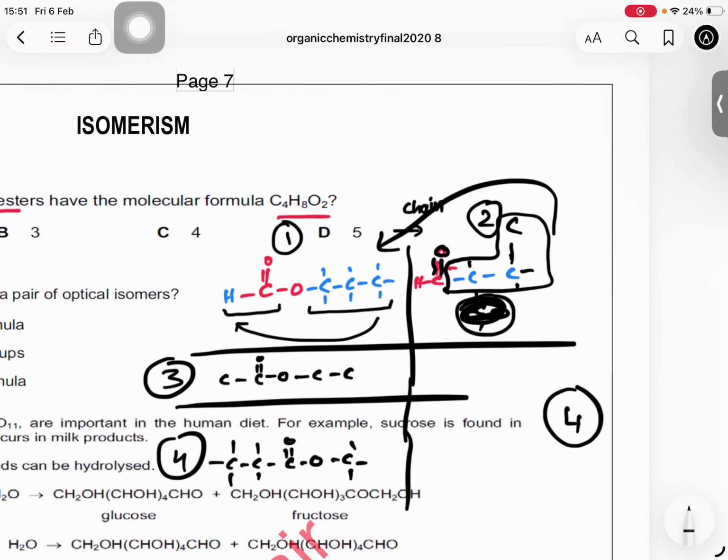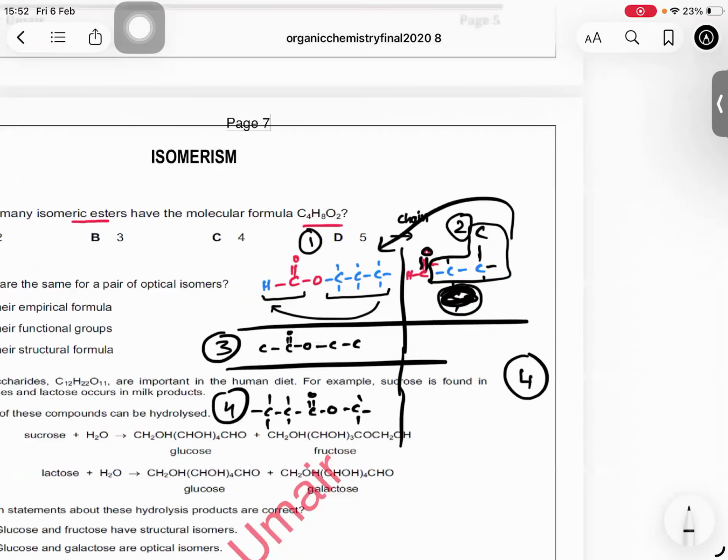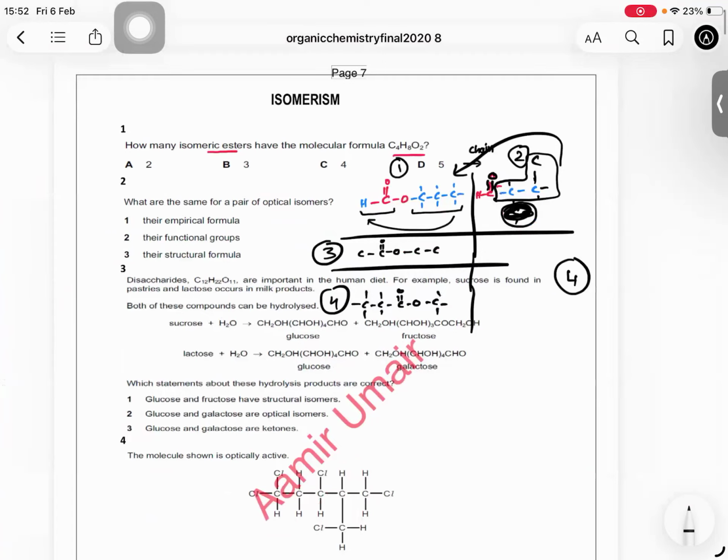Walaikum assalam. We are discussing the past paper questions from structural isomers, the one which we did last time. So the answer is 4 for this.